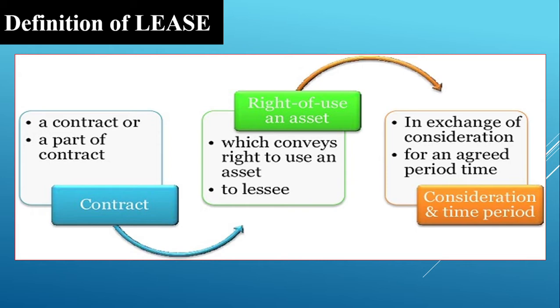So what exactly should the lessee do? The lessee is nothing but a user of the asset and the lessor is nothing but the owner of the asset. So the lessee should recognise in his books of accounts an asset, as it is a right to use an asset.